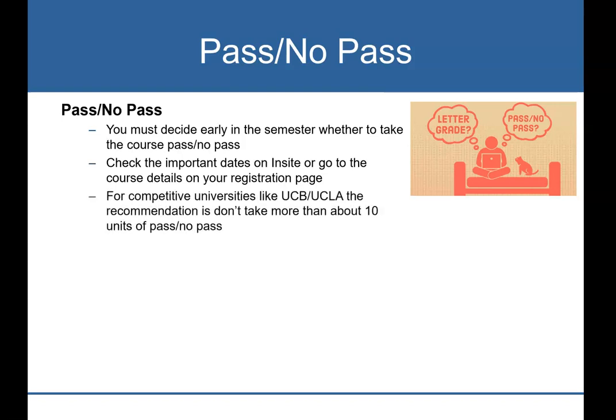For competitive universities like Berkeley and UCLA, the recommendation is don't take more than about 10 units of pass, no pass. The maximum that you can take out of the 60 that you need to transfer is 14. If you're transferring primarily to the CSU, those limits are going to be much higher. But in general, if you are leaning towards being a strong candidate for competitive majors at Berkeley or UCLA, typically 2 or 3 classes of GE or IGETC is where you'd select pass, no pass as an option.